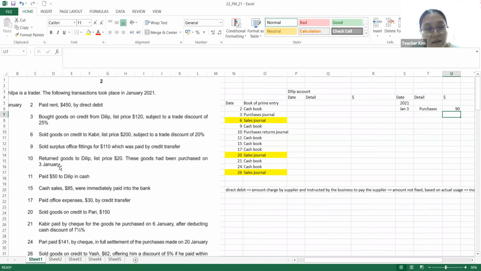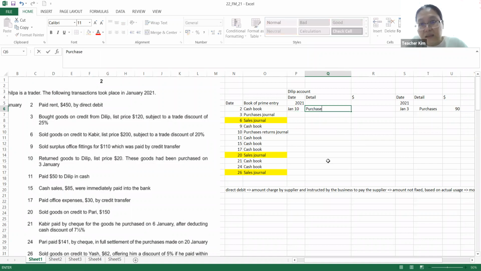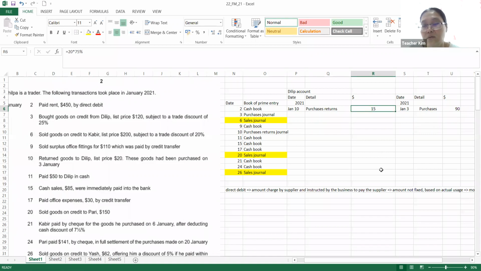Okay. On the 10th, returned goods to Dilip, list price. These goods have been purchased on the 3rd. When we bought, we got the trade discount. So when we return, don't forget to deduct the trade discount also. So this purchases return is not 20, because I saw someone put that in, but not the right amount, okay? So take 20 times 75%, because when you buy, you get 25% trade discount. So when returning, also deduct 25%. Okay, next, what else for Dilip?